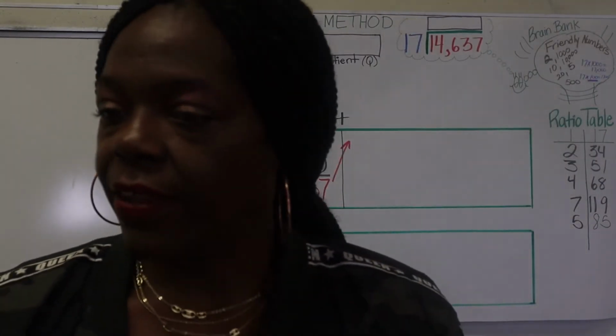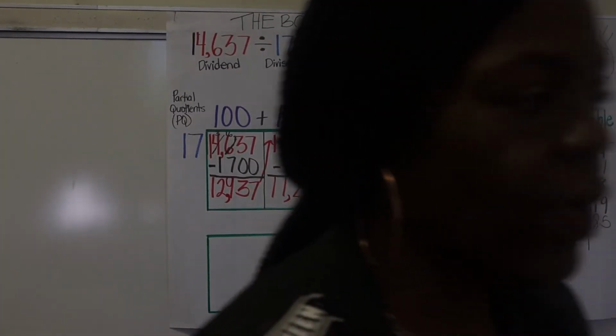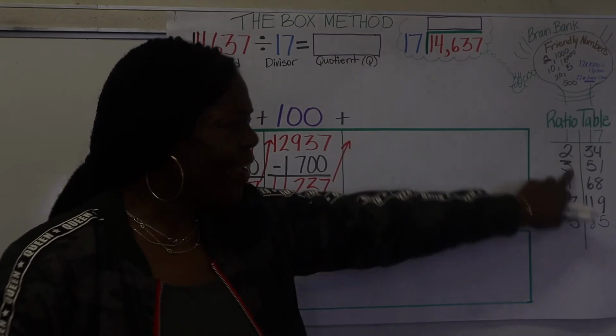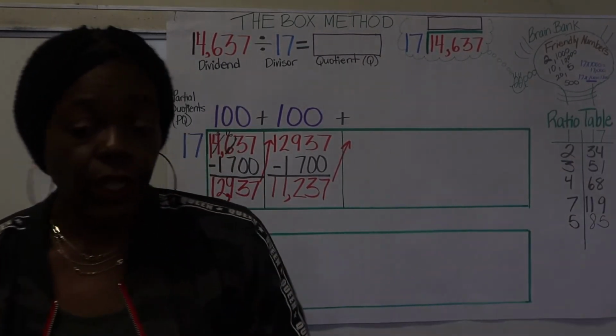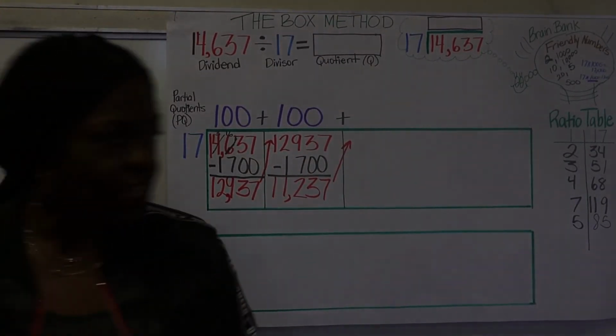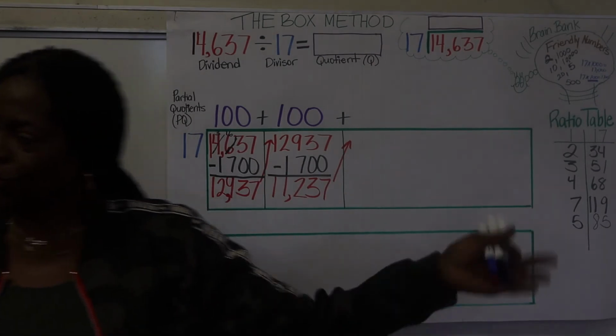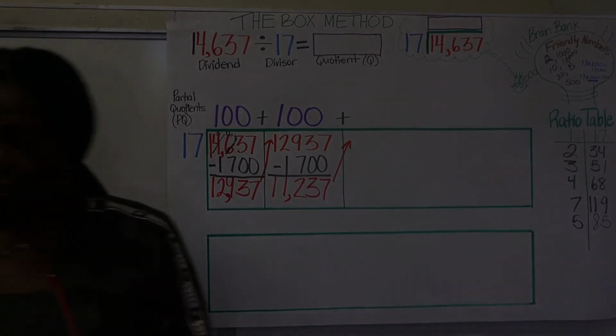What's the basic fact there? 17 times what? Times 3. So if you know 17, it's right here, right? Don't you have your ratio table? Use it. You already have 17 times 3. Use your resource. That's why we do the ratio table. So when we need to use those little basic facts, we can use it.